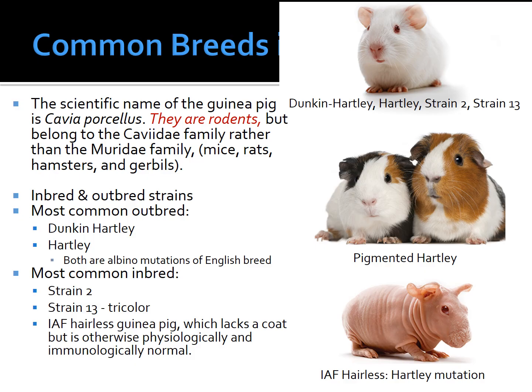Just like with the mice, there are inbred and outbred strains, so we have animals that are more closely related genetically and others that are a little bit more removed genetically. The most common outbred are the Duncan Hartley, which I always remember like Dunkin' Donuts, or the Hartley. They're both albino mutations of the English breeds. And then for your inbred, there's the very thoughtfully named strain 2 and also strain 13, which is a tricolor.